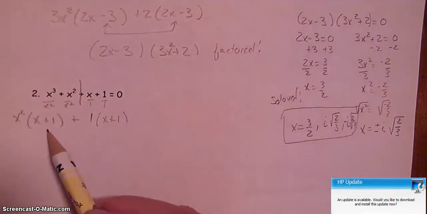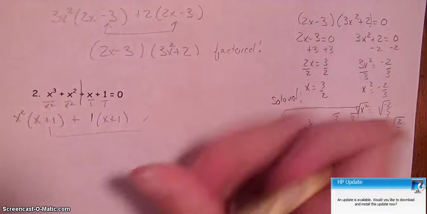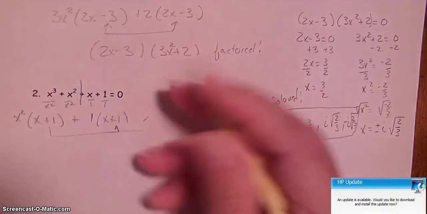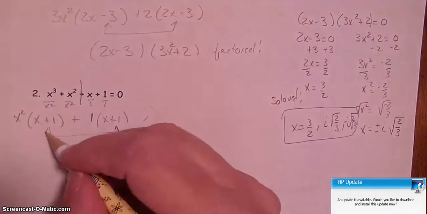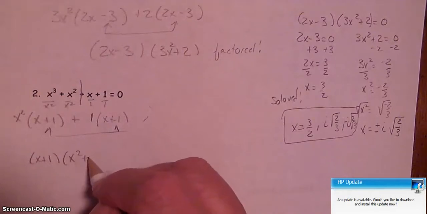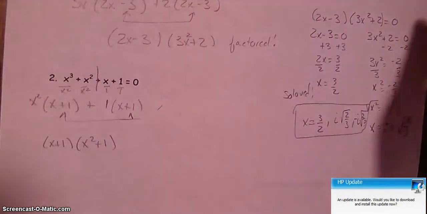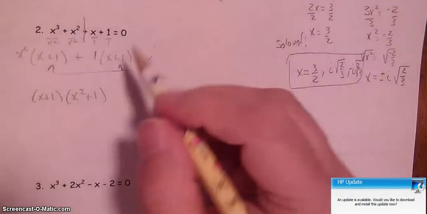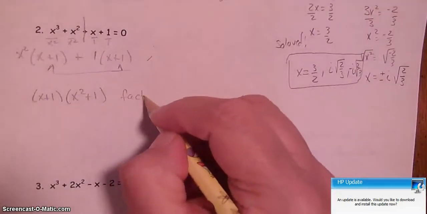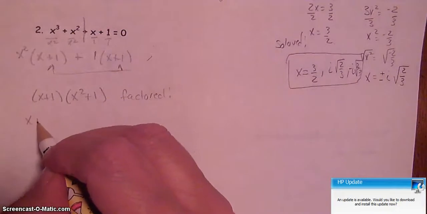So again, my goal is to get some of the things in the parentheses to be the same. So these are the same. So I have x plus 1 times x squared plus 1. Okay, I can't factor these out anymore, so I know that this is totally factored, and now I'm ready to solve. Remember, to solve, we just set these equal to 0.